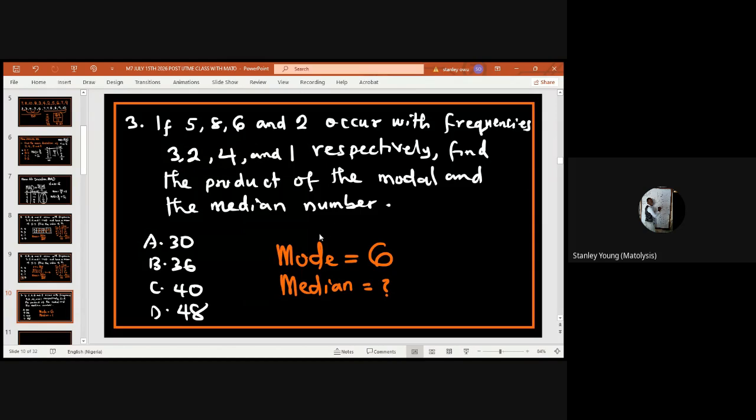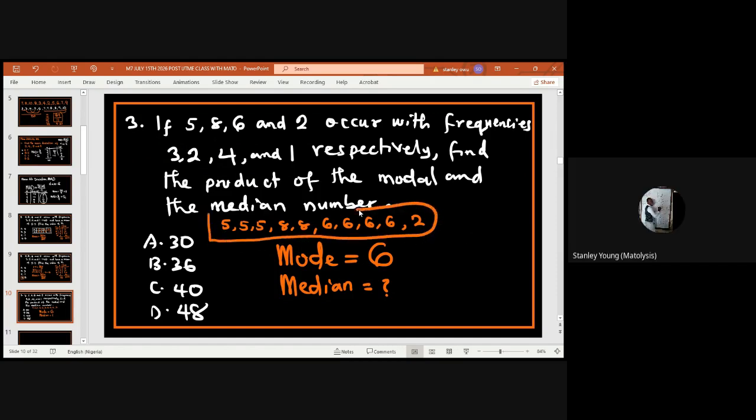The trap, watch. Let me write them out for you. 5 appeared 3 times: 5, 5, 5. 8 appeared 2 times: 8 and 8. 6 appears 4 times: 6, 6, 6, 6. And 2 appears once, that's just 2. Now, Aisha, are you with me?